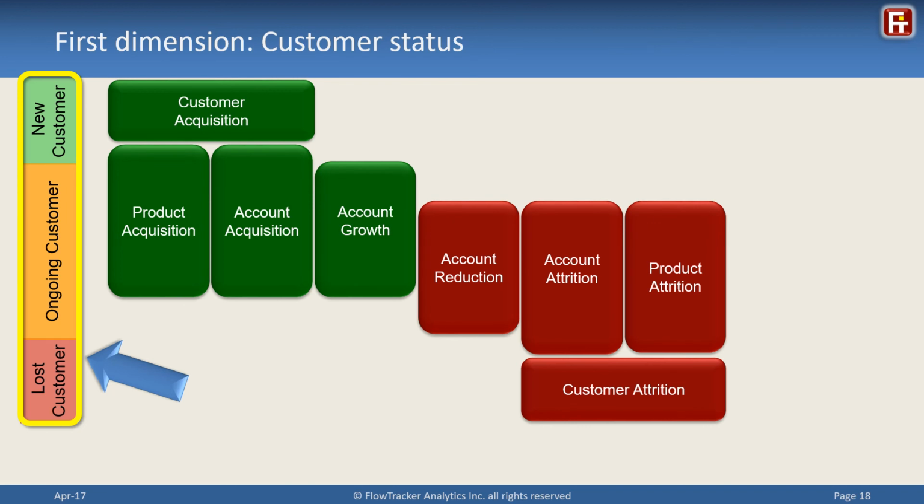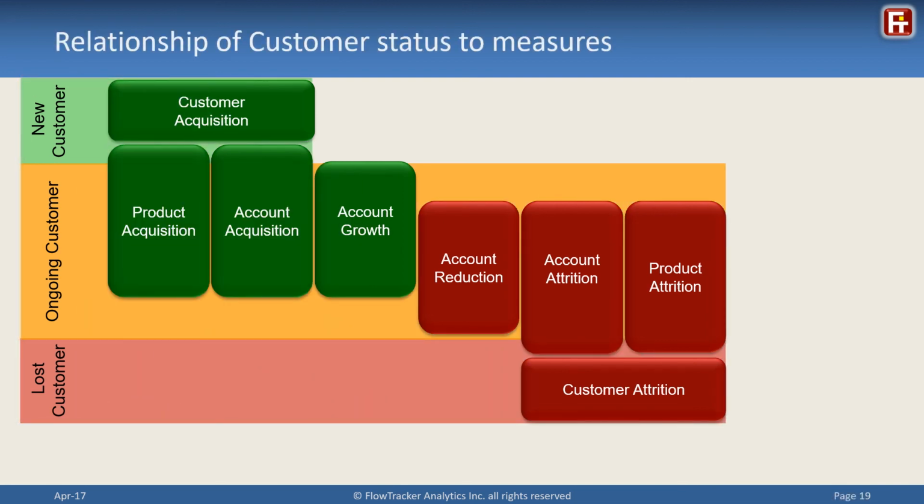So now we're going to solve this problem by introducing you to the elements of the framework. The first dimension is customer status. Yes, we still care about lost customers, ongoing customers, and new customers. That provides a horizontal slice that lets us see customer acquisition and customer attrition, but everything else is happening within the ongoing customers.